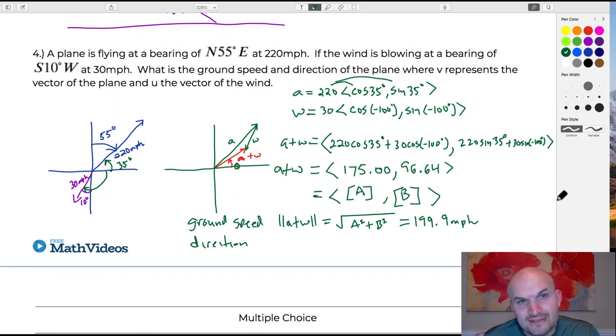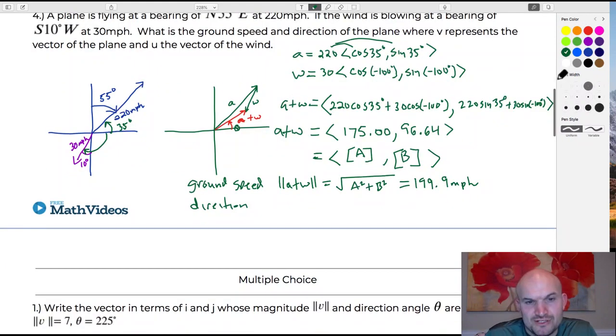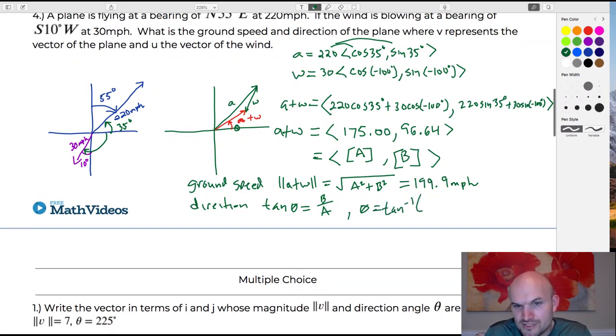Okay. Now, technically, since everything is in bearings, we're going to want to give the angle in bearings. But let's go ahead and figure out what theta is first. The angle of a vector is going to be the tangent of theta equals the second component over A. I still have students that struggle with this. Just remember, solve for theta: theta is the tan inverse of B over A.